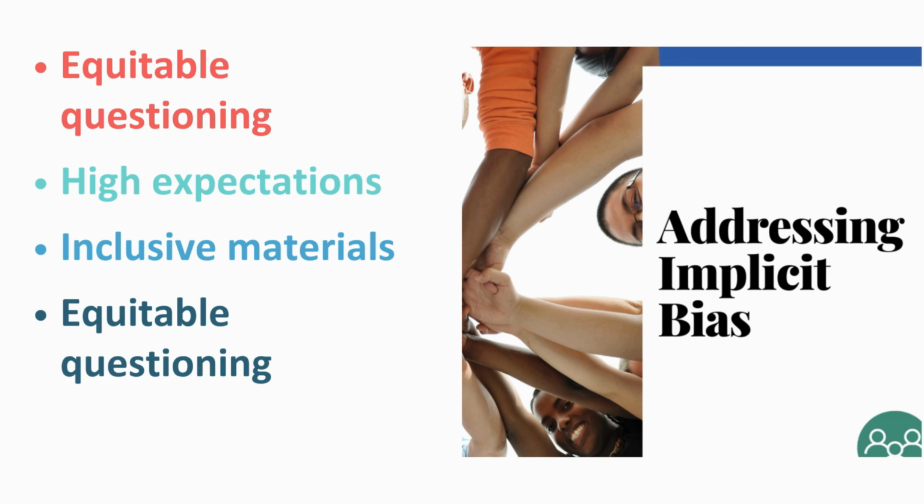High expectations for all students. If you need a refresher on that, go ahead and check out the video. Inclusive material, making sure that the material is anti-racist, anti-bias, or at least addressing any concepts of bias within the text or instructional material. And then we have equitable questioning again. I put that twice because it's so simple to do. You can do it on a regular basis, randomizing questioning instead of just looking out into the crowd and seeing who you want to call on.